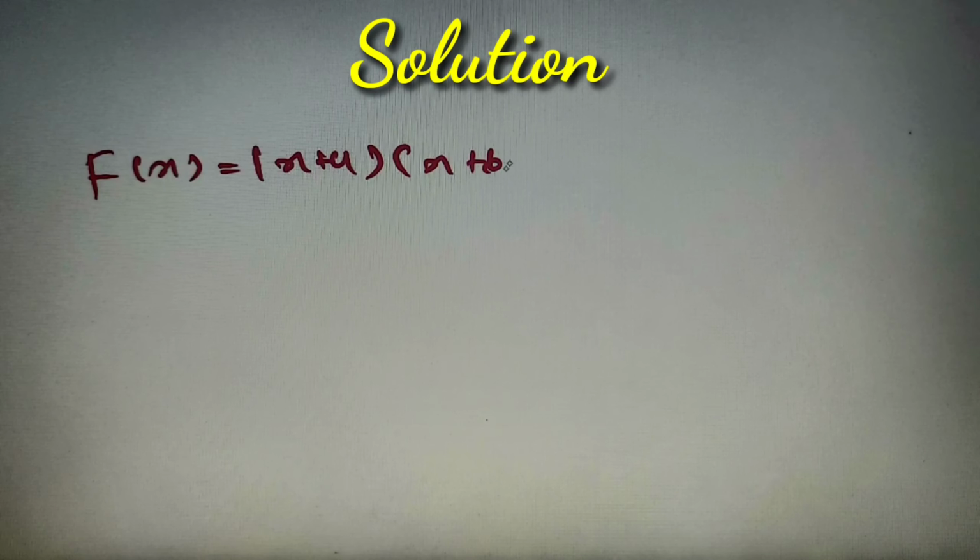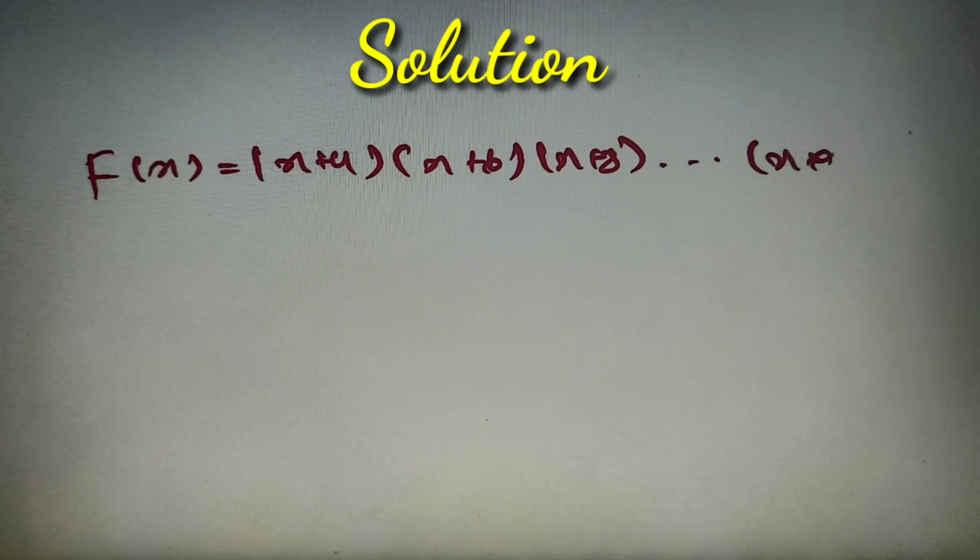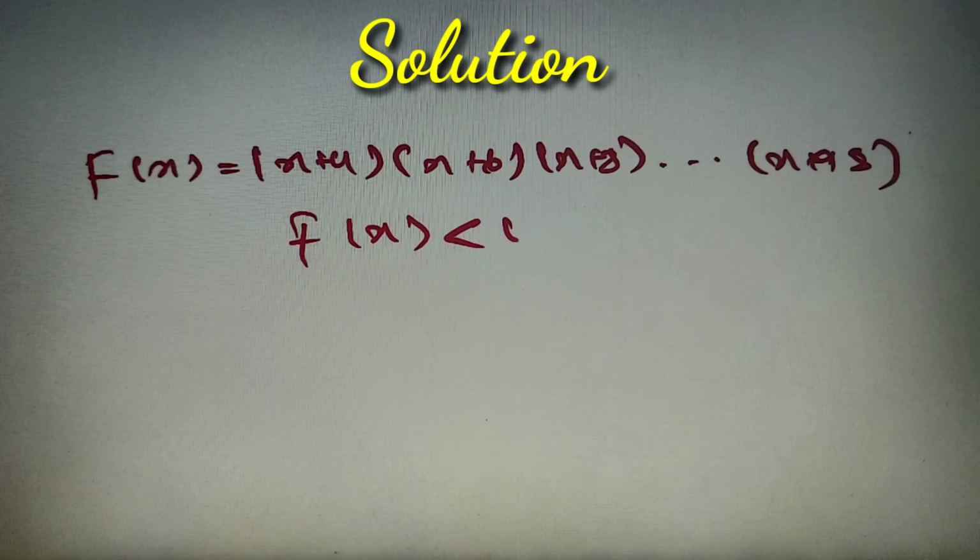According to our given question, we are given f(x) such that f(x) is equal to (x+4)(x+6)(x+8) all the way up to (x+98). This is our given function f(x), and we have to find the number of integers x such that f(x) is less than 0. Now we can divide integers into two portions, one that are positive and second that are negative.